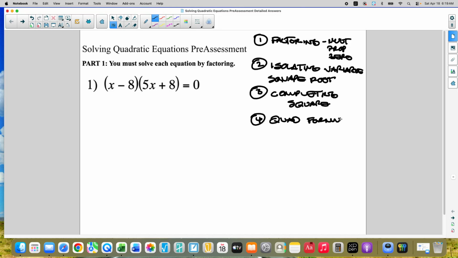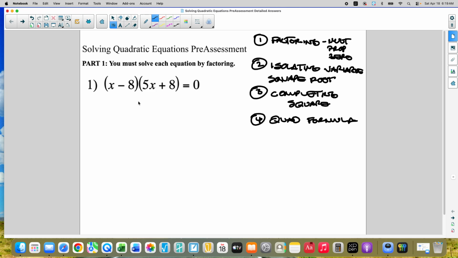So you need to be proficient at all 4 techniques. I'm going to mandate that you use each one, and you can't use the others, so you're going to have to do some difficult ones when completing the square. That's really the only one, and yeah, 3 is really going to be the most technical one.